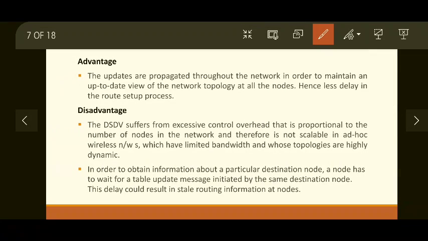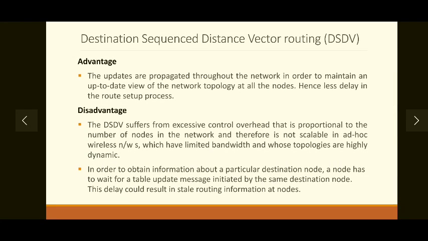Let's see what the advantages and disadvantages of this are. Now the updates are propagated throughout the network in order to maintain an up-to-date view of the network topology at all the nodes. Hence, we observe less delay in the route setup process. In order to deliver a packet to a destination, the first thing adopted by the transport layer, in case of TCP if we are using it, is setting up a connection. So if the path is already known, then the connection can be set up immediately. So this is very advantageous for transport layers to have DSDV at the network layer, because paths will already be known to the transport layer.